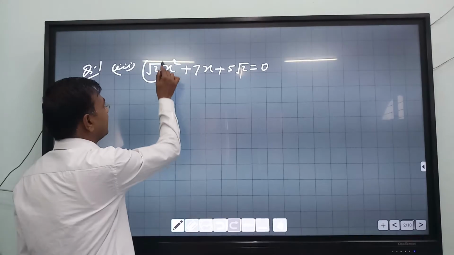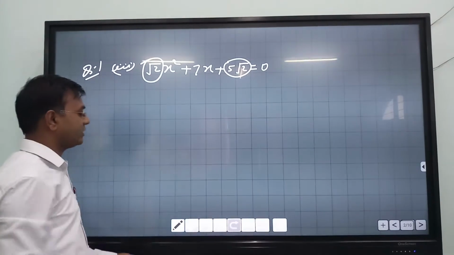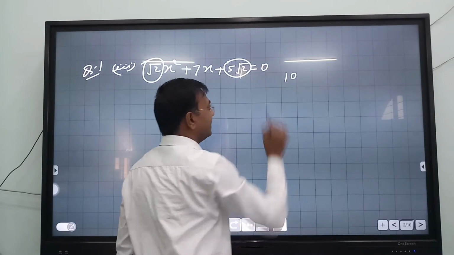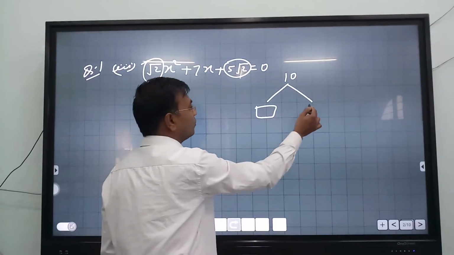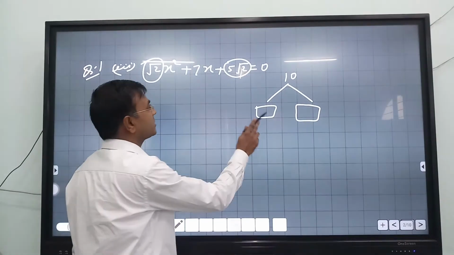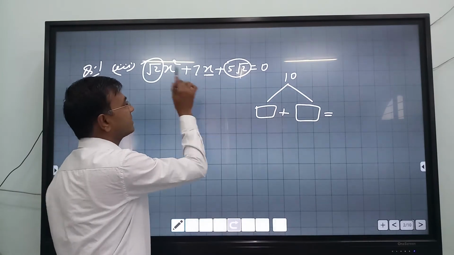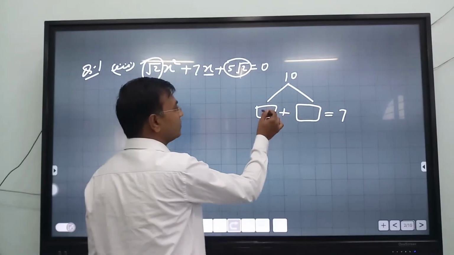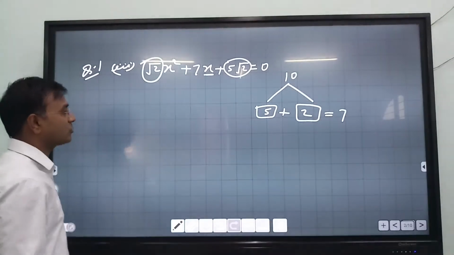First of all, we multiply the coefficient of x square and this constant, and find the product of these numbers. So 5 root 2 into root 2 gives 10, the product. Now we have to find two numbers, with the same process of middle term splitting, such that the sum is equal to the numerical coefficient of x, that is 7. So 5 twos are 10 and 5 plus 2 equals 7.